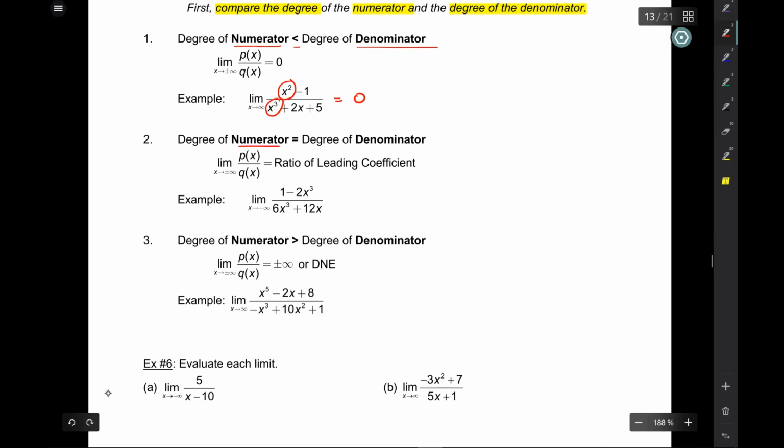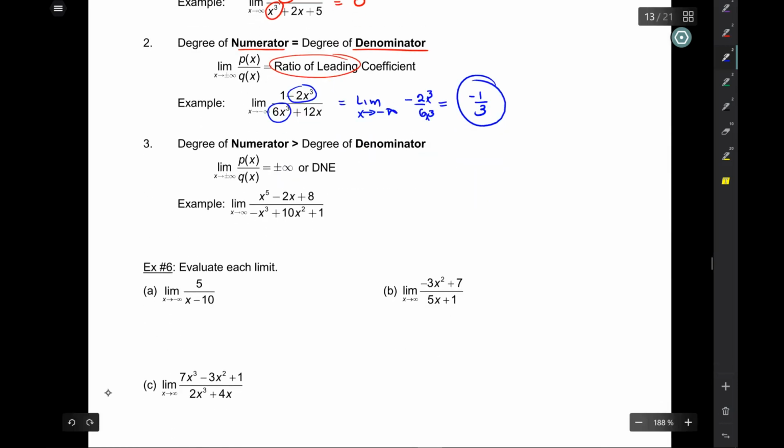And you have, yeah, it'll be 0. Here, when the degree of the numerator is equal to the degree of the denominator, you take the ratio of the leading coefficients. So look, negative 2x cubed, 6x cubed. This will be the limit as x approaches negative infinity of what? Negative 2 over 6. I'm sorry, negative 2x cubed over 6x cubed. So how much will that be? Negative 1/3, and that's your answer. And then when the numerator is higher, you get infinity or DNE.